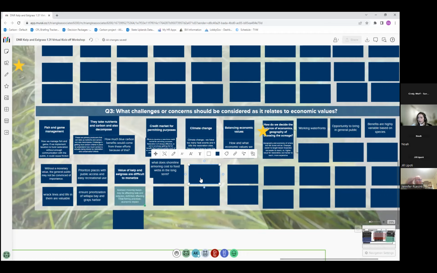Okay, so anything else from new folks that have joined kind of halfway through this? We're happy to jump around between the three questions. The three questions we're focused on are: are there any economic values missing in addition to the ones that DNR listed up top, which we can review if you'd like; what economic values are most important to you and your community, and why; and then what challenges or concerns should be considered as it relates to economic values, which is where we're zoomed in on. And I see two hands raised.